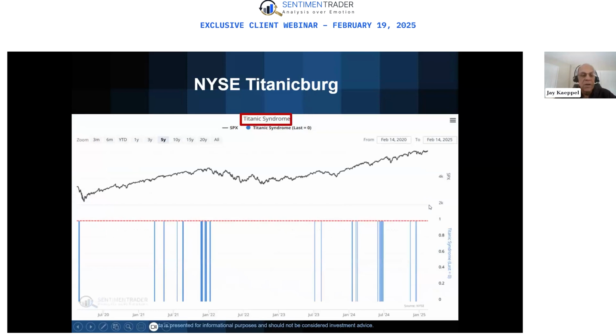And here you see, this goes back to 2020. In the far left, right before the COVID crash, we got some signals. And then before the 2022 bear market, I think we saw quite a lot of signals here. And then again, some of the pullbacks that we've seen in the last few years, even though the market's turned around and gone back up, have been presaged by Titanic syndrome signals.